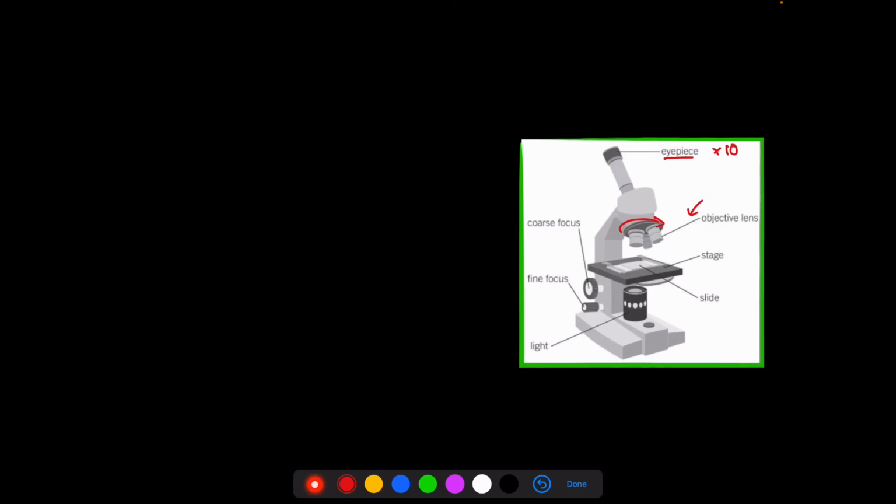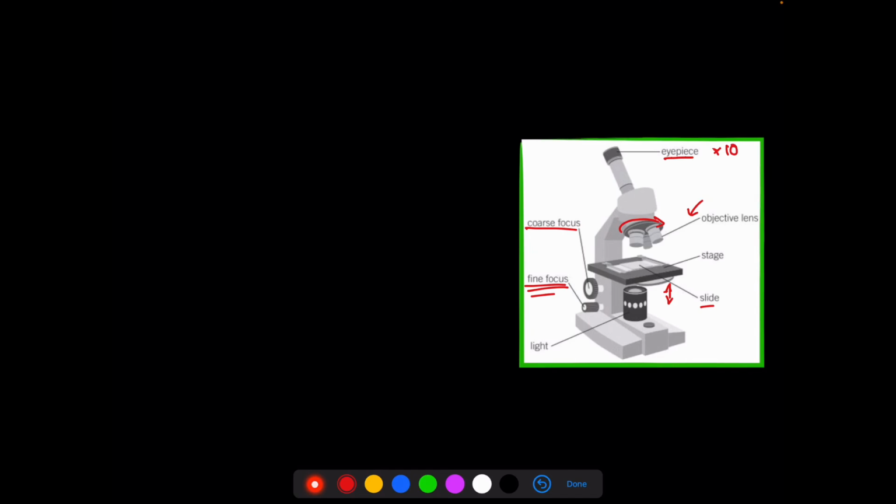Now you have the coarse focus knob and the fine focus knob. What does that mean? Well, the coarse focus knob allows you to adjust the stage up and down. It makes the stage go up and down as you rotate it until your object comes into rough focus, until you can see your object. And then fine focus, you rotate it until you can see the specimen very clearly.